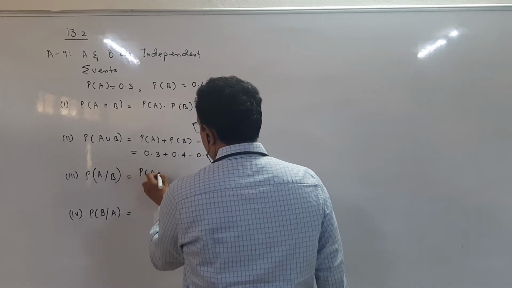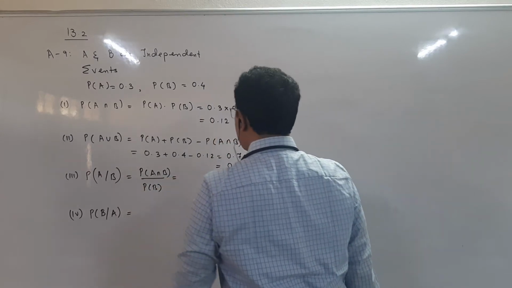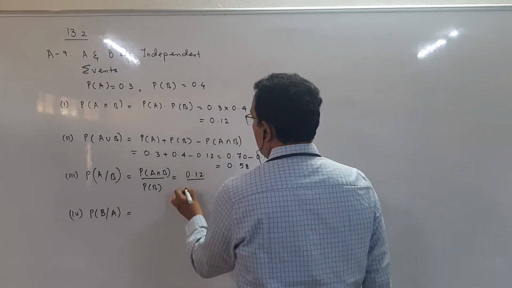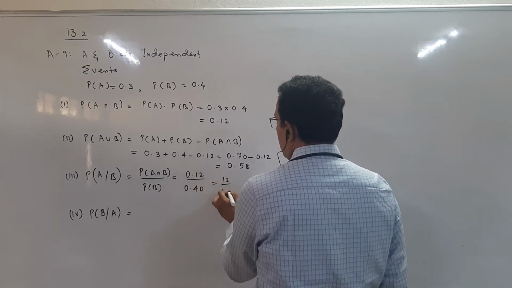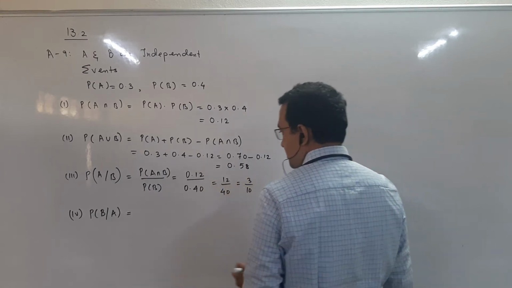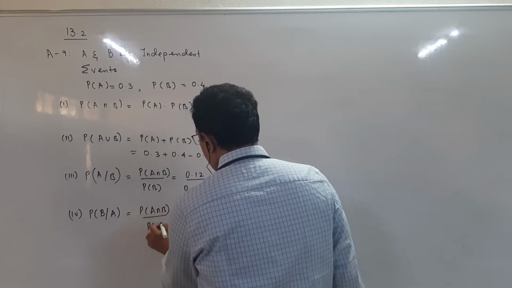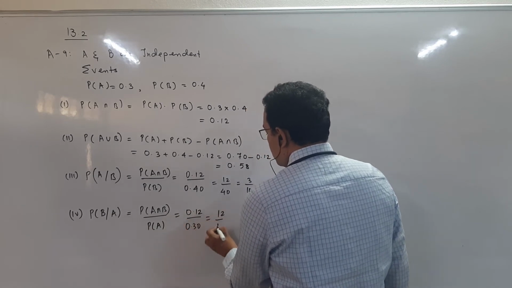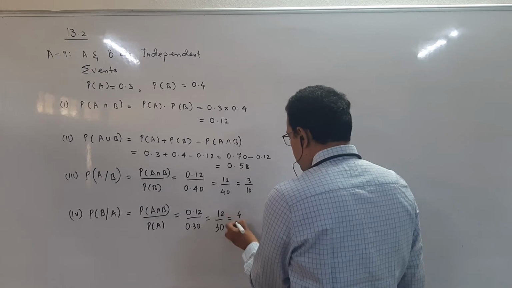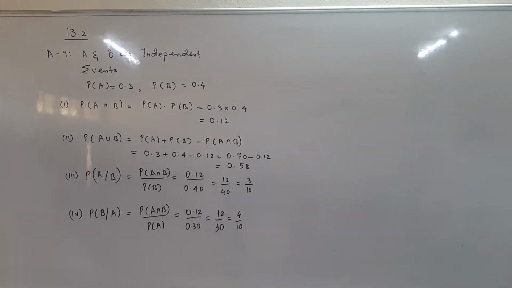This is P of A intersection B upon P of B, provided P of B is not equal to 0. So 0.12 divided by 0.4. So this is 12 by 40. So 4 3s are 12 and 4 10s are 40. And this is P of A intersection B upon P of A. So this is 0.12 divided by 0.30. So 12 divided by 30, 3 4s are 12 and 3 10s are 30. Or you can alternatively write this as 0.3 and 0.4.